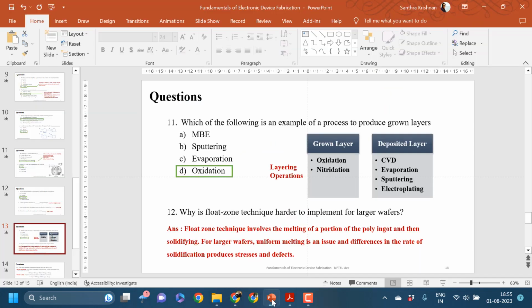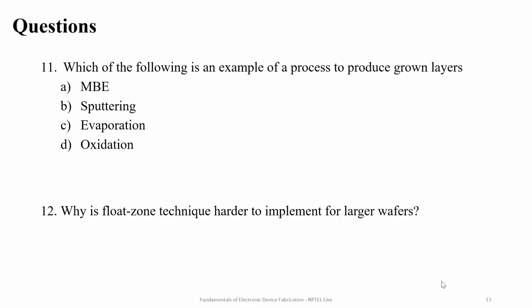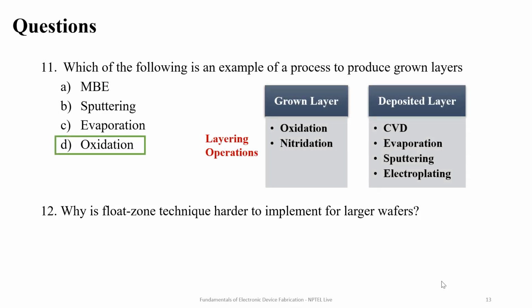So knowing that, now let us come back to our question. Why is the float zone technique harder to implement for larger wafers? We know what float zone is, right? So why is it difficult for larger wafers? Anybody?